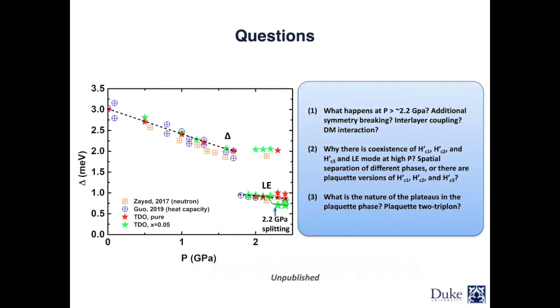So now the question out there is, what is the nature of this splitting? What truly is happening when we are above 2.0 GPa? Is there any symmetry breaking? Are there any DM interactions kicking in? So at the end of the day, what is the nature of the plaquette state? Is it this plaquette 2 triplons, or what's going on?